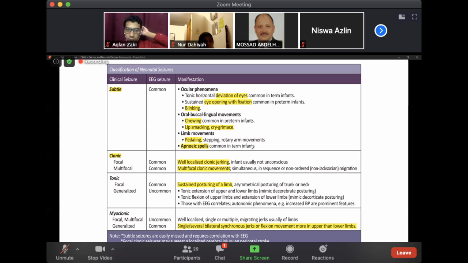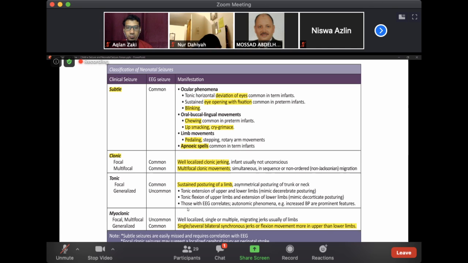The next one is clonic, which can be focal or multifocal. According to the name, look for clonic movement or multifocal clonic movement. Then tonic, as the term defines, is a sustained posturing of a limb, which can be focal or generalized. And last but not least, myoclonic can be focal, multifocal, or generalized.